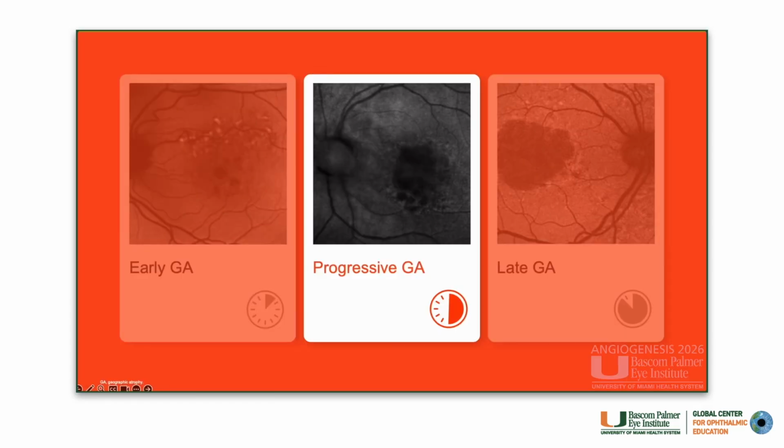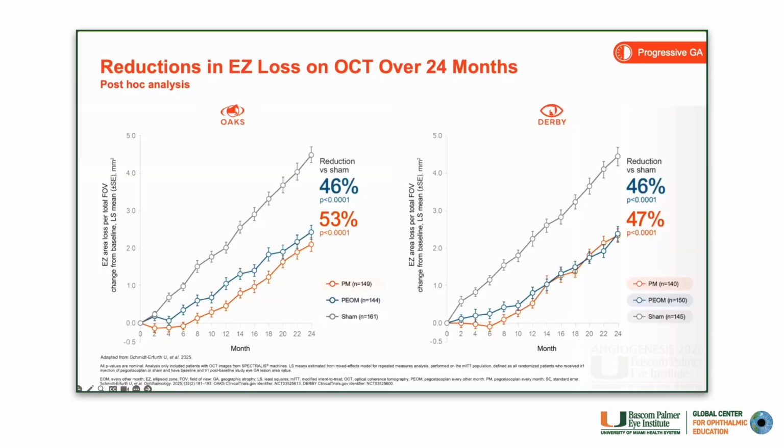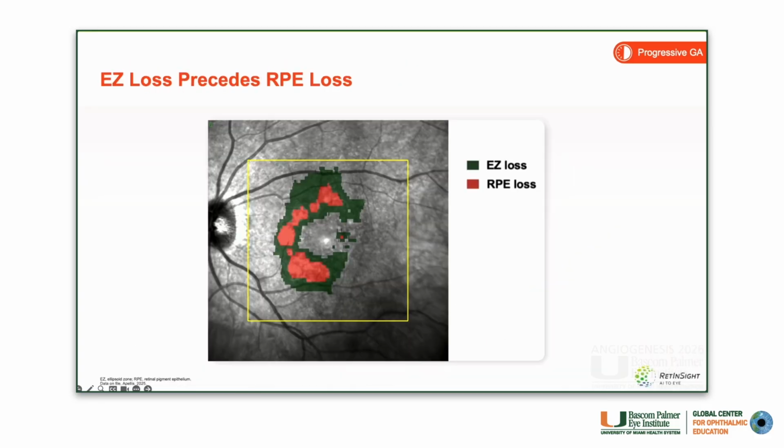Now let's move on to progressive geographic atrophy, where treatment is clearly an option. Using AI, we learned that, and this has been shown in previous studies, pegcetacoplan leads to reduction of approximately 50% in EZ loss compared to sham, and this is achieved very early after starting the treatment. AI has also helped us learn that EZ loss precedes RPE loss, as you can see here in the video. The EZ loss is represented by the green areas, and only afterwards is it followed by loss of RPE, represented by the orange. This is different than what we initially thought about GA disease.